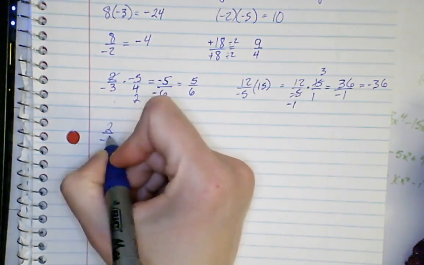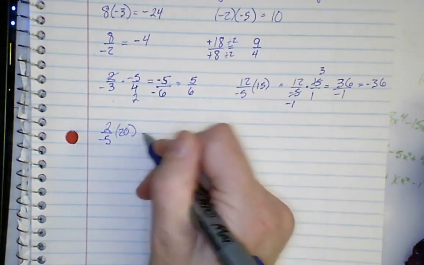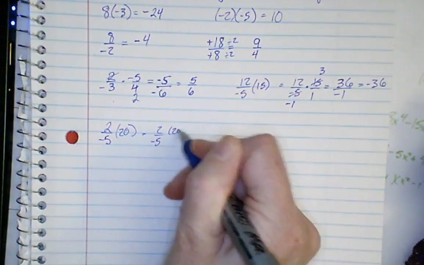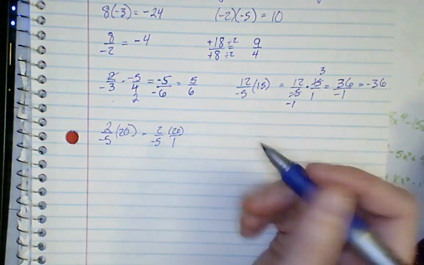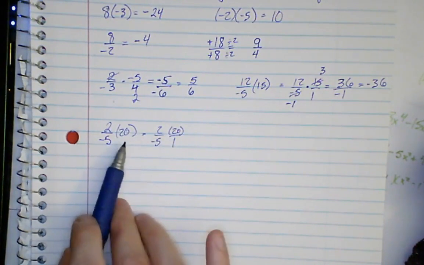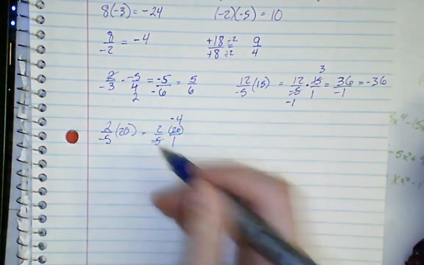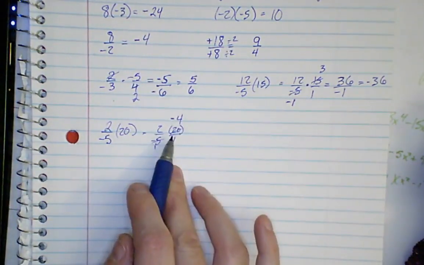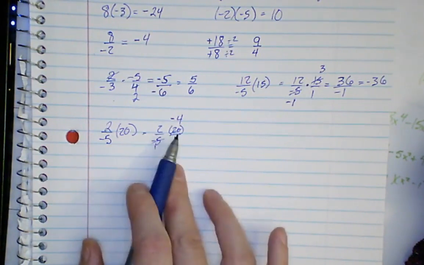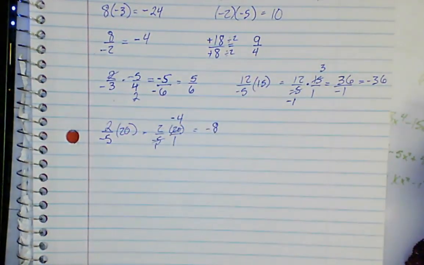So 2 divided by negative 5 times 20. You can rewrite this as 2 over negative 5 times 20 over 1, so that we know that 20 divided by 1, we can still get 20. 5 goes into 20 4 times. I can go ahead and give that negative value to the 4, because essentially what you can do is say, well, negative 5 divided into 20 will give us that negative 4. Multiply across, we get negative 8.